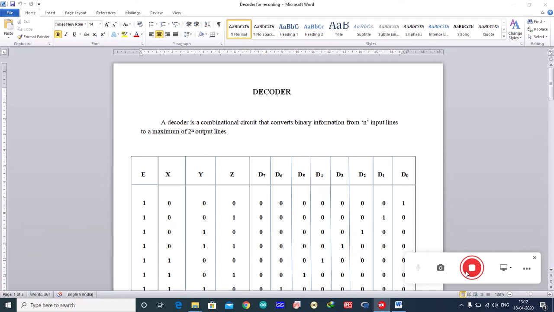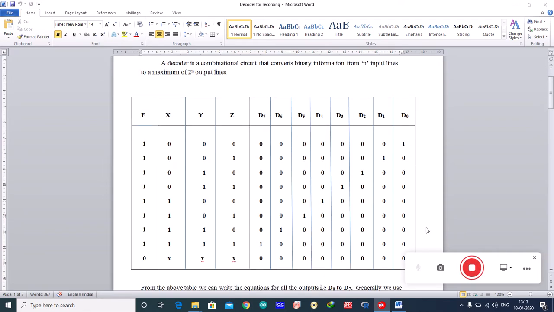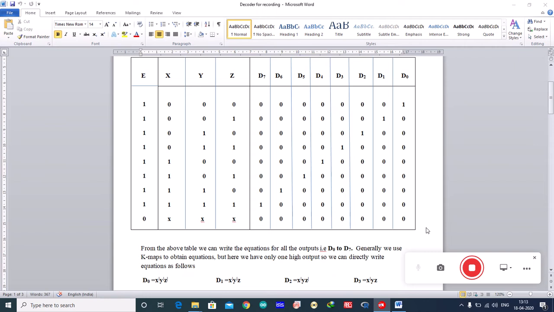In order to construct the decoder, we need to consider first the truth table. Here we are going to design a 3 to 8 decoder. So as discussed just now, if we have 3 inputs, we'll have 8 outputs. Now let us see how we write the truth table. That is more important. Just have a look at the truth table. This is self-explanatory, but still I'll try to explain it to you.